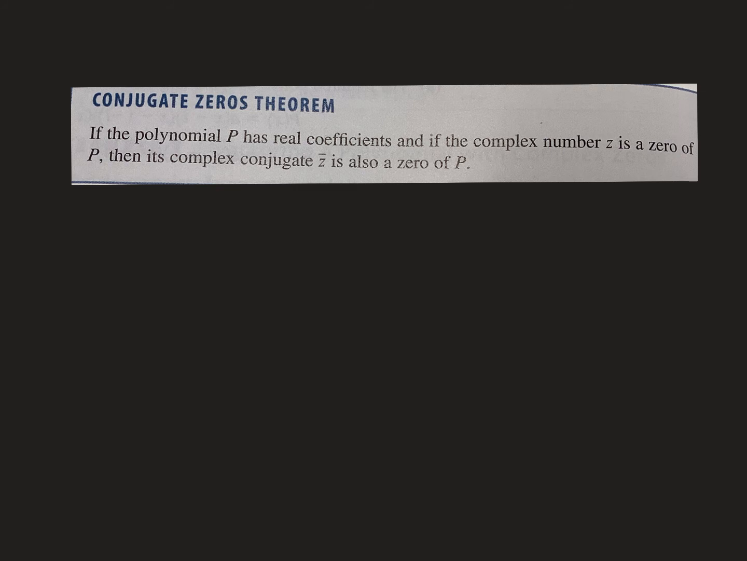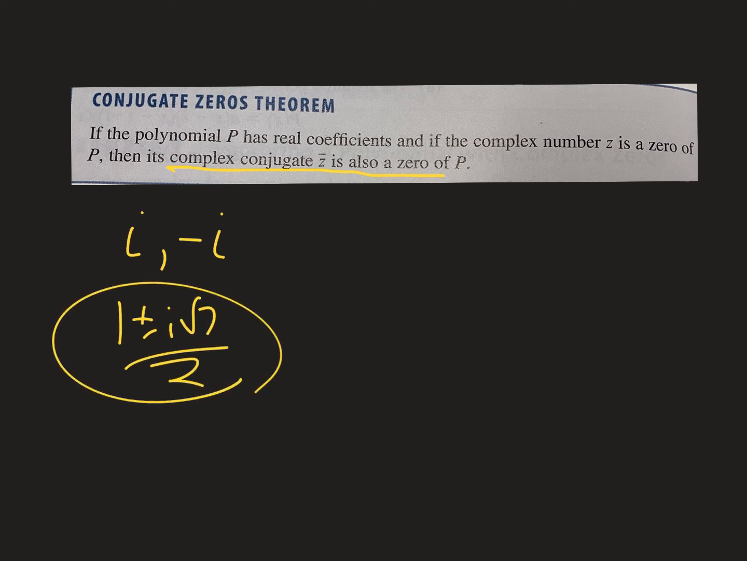All right, the conjugate zero theorem basically says if you get a zero that's a complex number, the conjugate is also a zero. I don't know if you've noticed this, but both problems we've done today have had conjugate answers. In the first problem, 2 of the zeros were i and negative i. And the one we just did, I think we got 1 plus or minus i root 7 over 2. Okay, those are conjugates. So if 3 plus i is a 0, automatically 3 minus i is a 0. All right, so they always come in conjugate pairs.